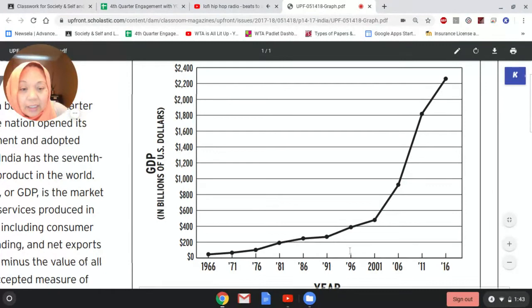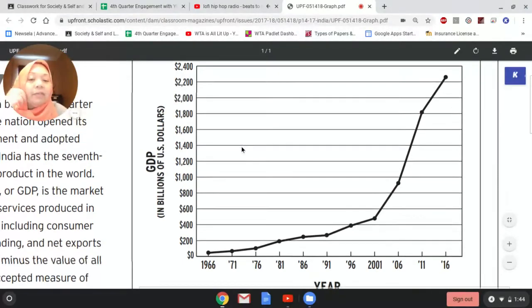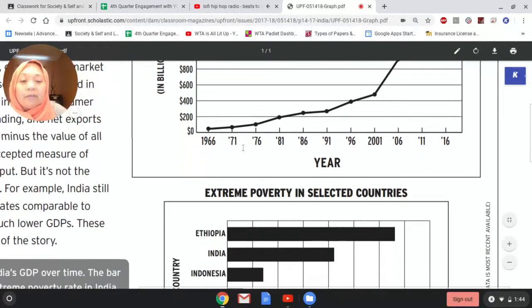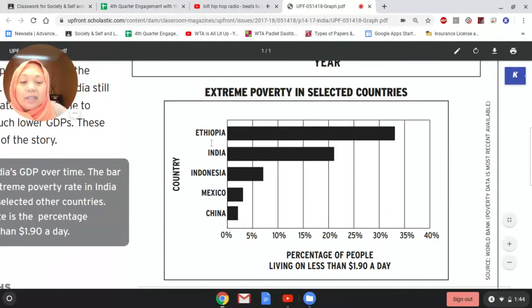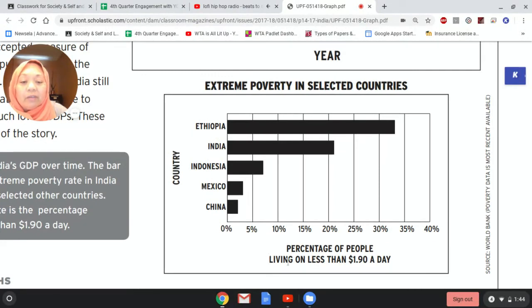And if we pick 2001, because it's hidden right here on the line, India's GDP was 400 billion. And as of 2016, their GDP was 2.3 billion. All right. And then at the bottom graph, it shows the extreme poverty in selected countries. So here are 5 countries that they say are the percentage of people living on less than $1.90 a day. So for those of you who don't know, Ethiopia is a country in Africa.